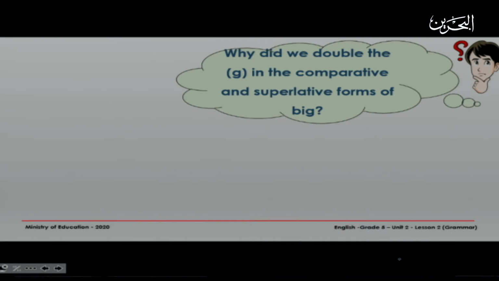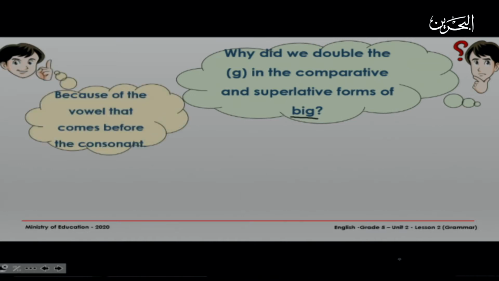Why do we double the G in the comparative and superlative forms of the word big? What do you think? Why? Because of the vowel that comes before the consonant. Very good. We have 5 vowels in English. They are A, E, I, O, U.